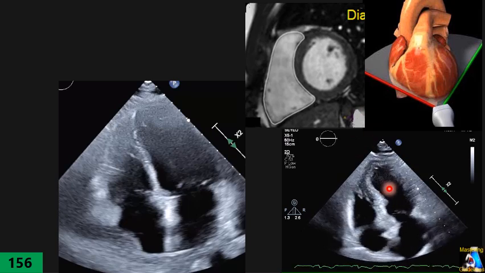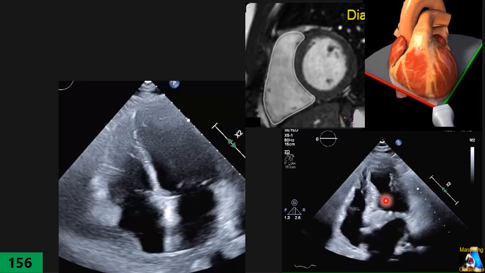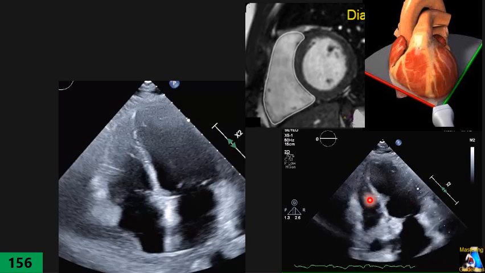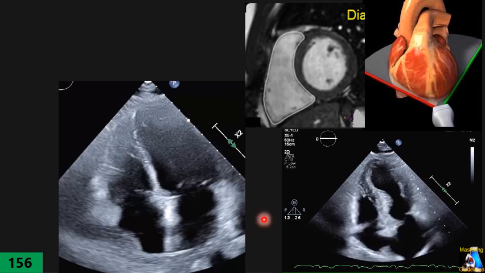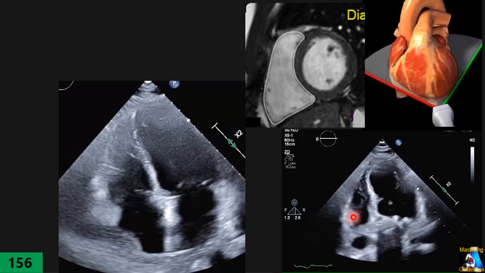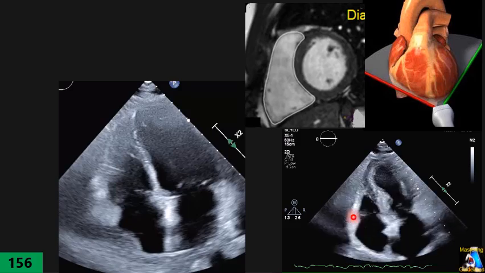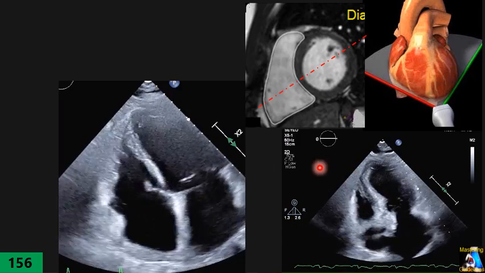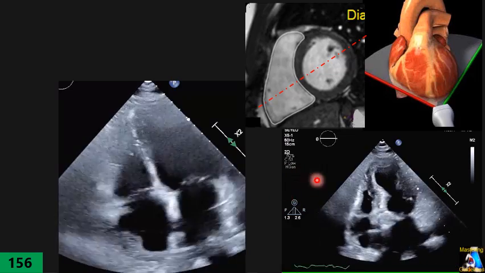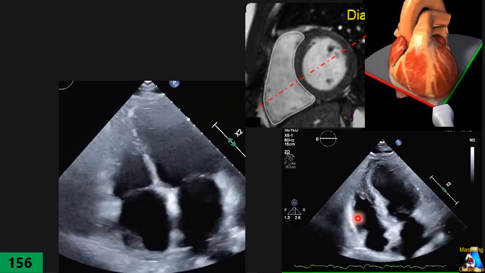So whichever gives you a clear right ventricle border, take that one, and we go at the end to measure three parameters. Those three parameters are basal, mid, and length.